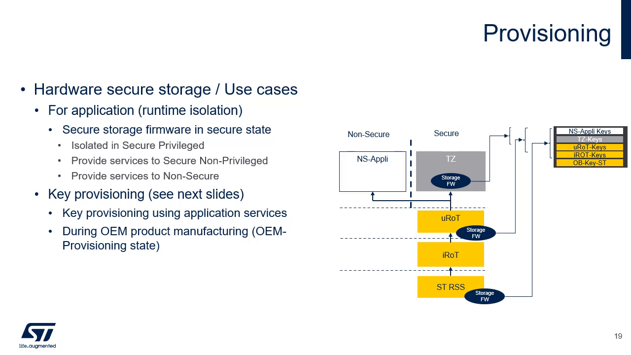Hardware secure storage control improves the security by isolating programs running at different privilege and security levels. For example, the secure storage firmware that runs in secure privileged state provides services to secure non-privileged applications and non-secure kernel and applications. Hardware secure storage also protects OB keys against accesses and utilization from lower-level HDPLs. It also enables secure provisioning of firmware by different OEMs.